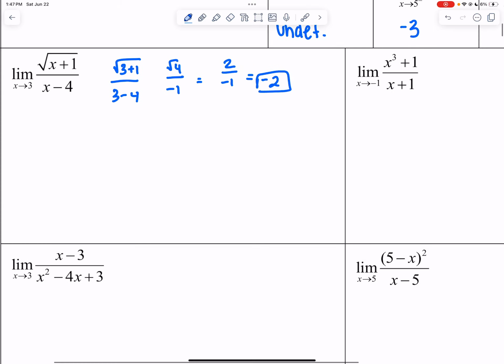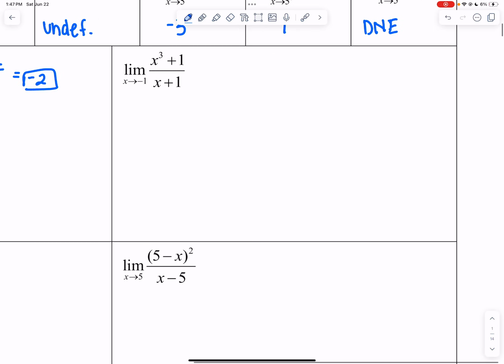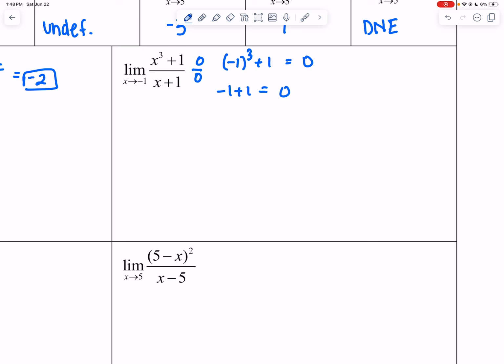Great. Perfect. Now, for this one right here, the limit as x approaches -1 of x cubed plus 1 over x plus 1, I'm going to do direct substitution. So I'm going to do -1 cubed plus 1. That's going to be 0. And then -1 plus 1, that's going to be 0. So now I have 0 over 0. Now, because I have 0 over 0, this is called an indeterminate form.